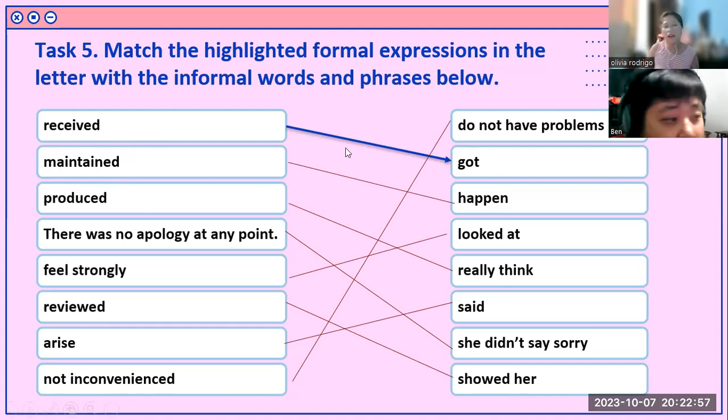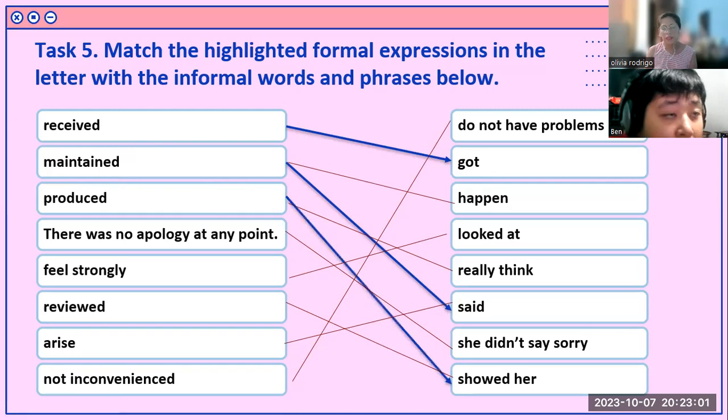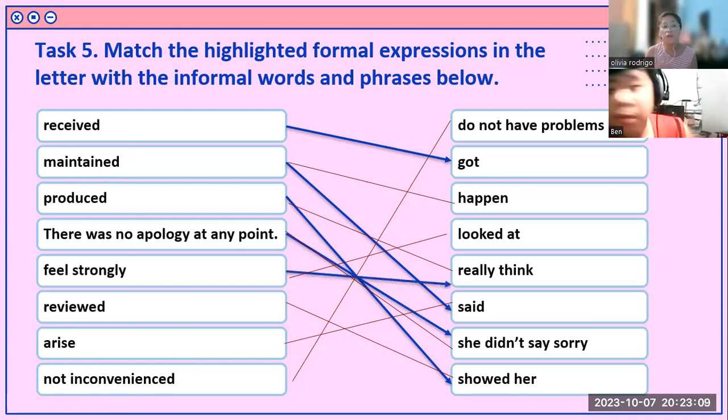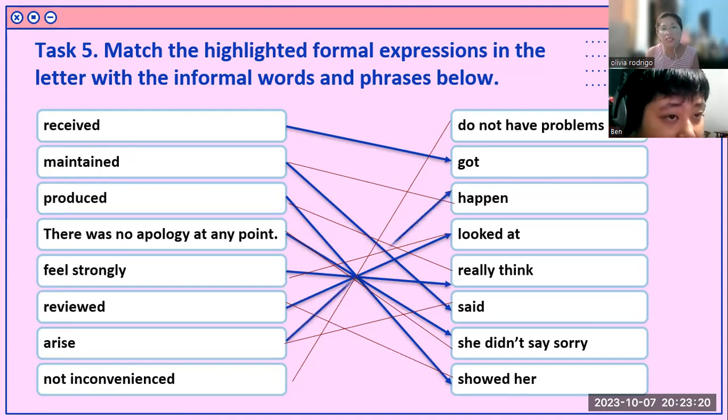Okay, number one, said. Number two, showed her. Okay, she didn't say sorry. Really think or feel strongly? It means you really think. Okay, reviewed. It means you look at. I try to review, I try to look at. However, arise, oh, happen. There will be an arising storm. So it means there will be a storm happening.